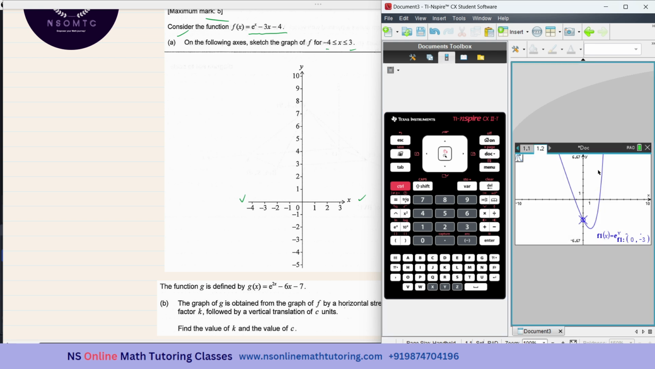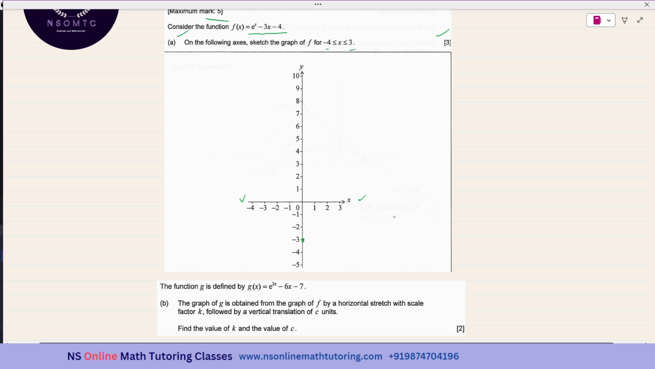First of all, I have got the y-intercept given. So let me just write the y-intercept. One of the points will be 0 and negative 3. So let me plot this point, 0 and negative 3. This will be one of the points.